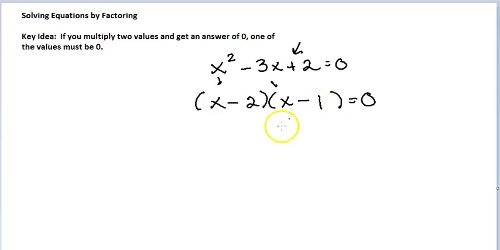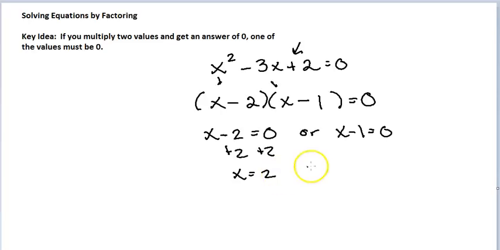And so from there, now I have an equation in factored form. I take each of them, set them equal to 0, and that gets me my possible solutions. In this case, x equals 2. And in this case, x equals 1. And so my solutions are 1 and 2.